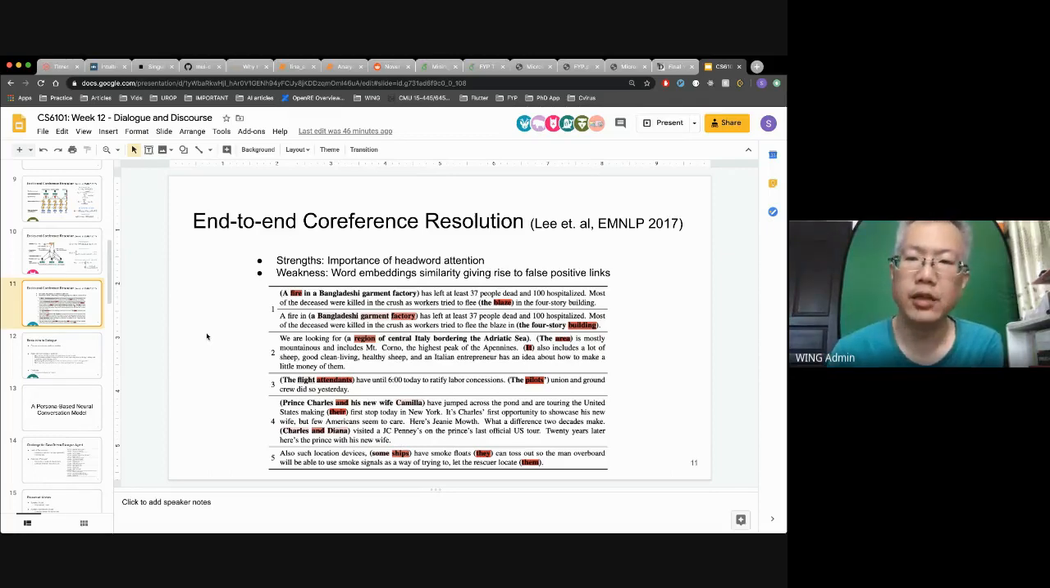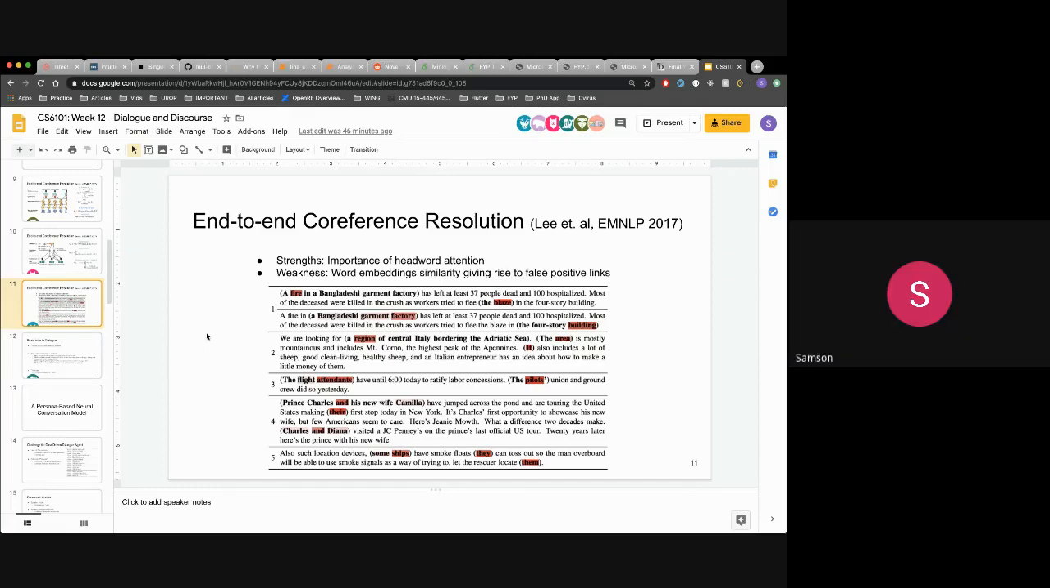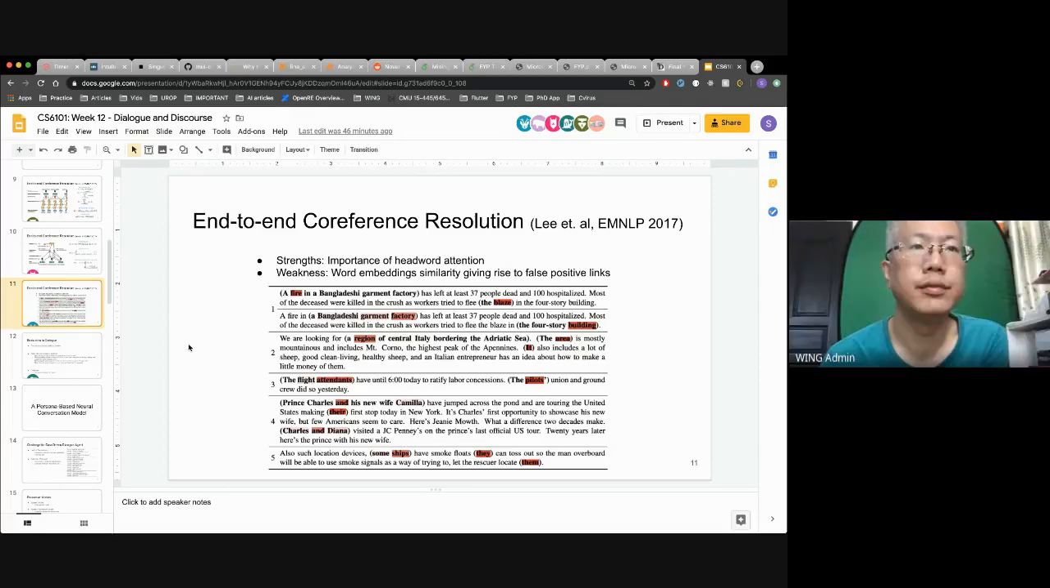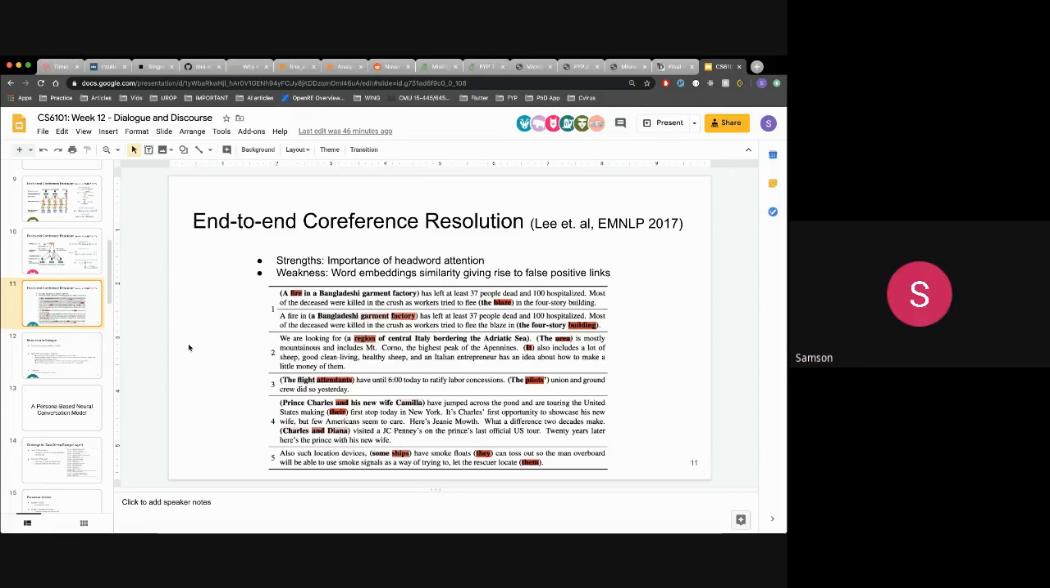Okay, other points that you guys want to make? How come it's focusing on the "and"? Shouldn't it be focusing on nouns and pronouns, or proper nouns? Yeah, so you mean the attention. Yeah, especially number four.